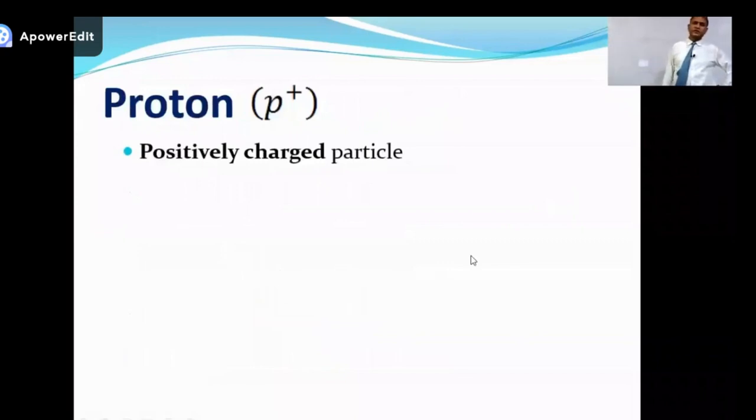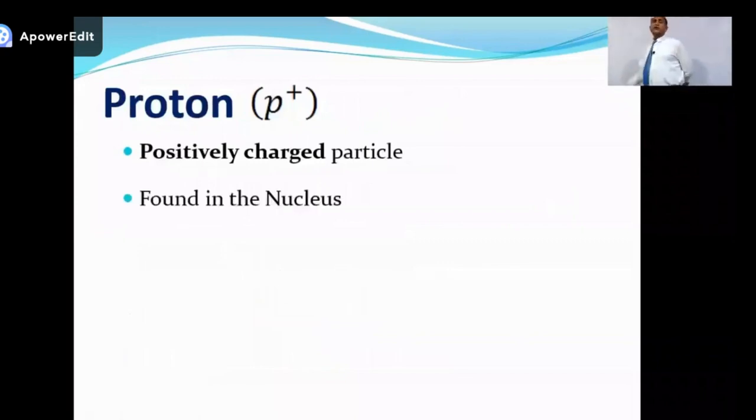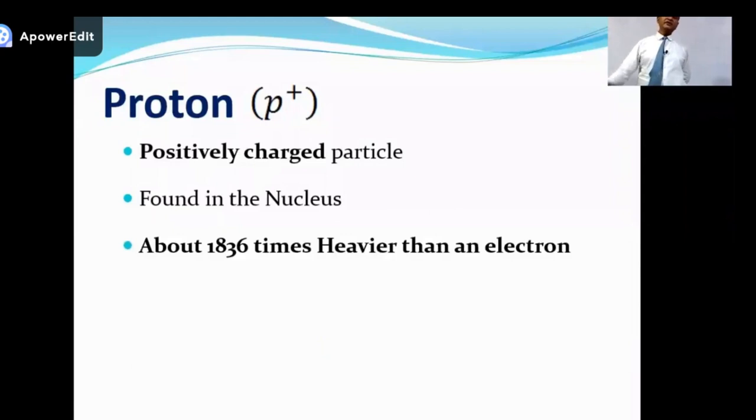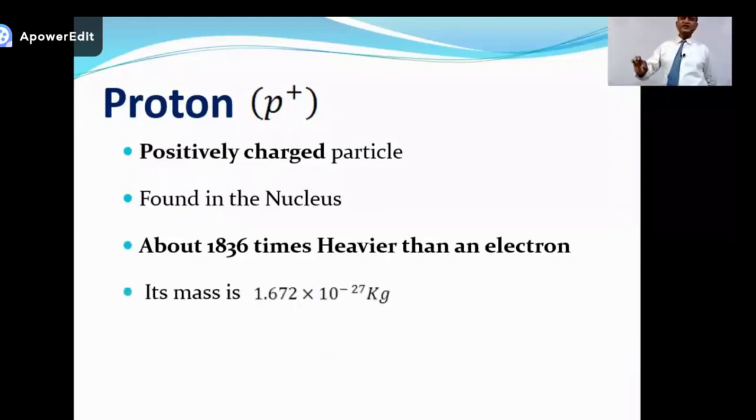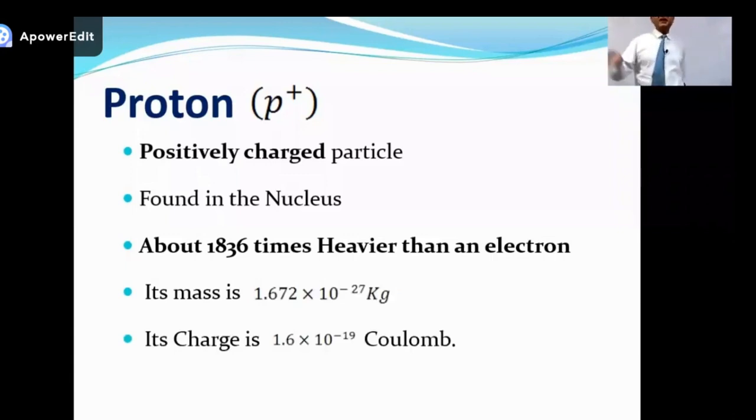Proton. Where can we find proton? As I told you, protons are present in the nucleus of an atom, right? And it is much heavier than a single electron: 1836 times heavier than an electron. Its mass is 1.672 into 10 to the power minus 27 kg, and it has a charge. But the nature of the charge is totally opposite to that of electron.